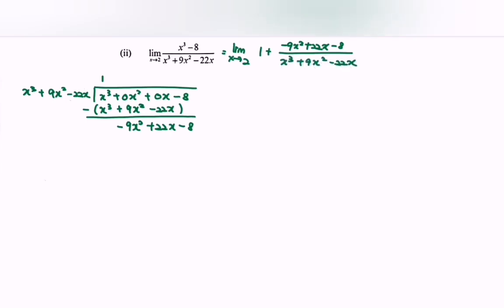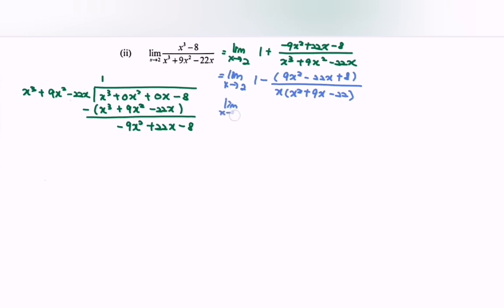We rewrite the situation. Do remember to factorize the situation that we have. The limit as x approaches 2 of 1 minus (9x squared minus 22x plus 8) over, factoring out the x, x squared plus 9x minus 22.